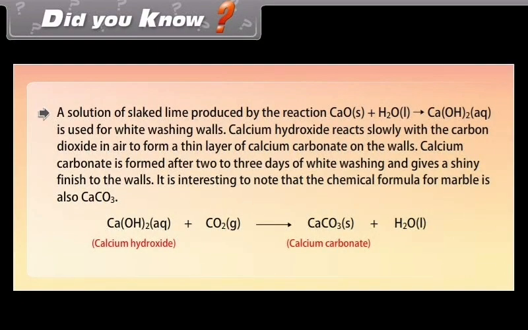Did you know? A solution of slaked lime produced by the reaction CaO plus H2O gives Ca(OH)2 is used for whitewashing walls. Calcium hydroxide reacts slowly with the carbon dioxide in air to form a thin layer of calcium carbonate on the walls. Calcium carbonate is formed after 2 to 3 days of whitewashing and gives a shiny finish to the walls. It is interesting to note that the chemical formula for marble is also CaCO3.